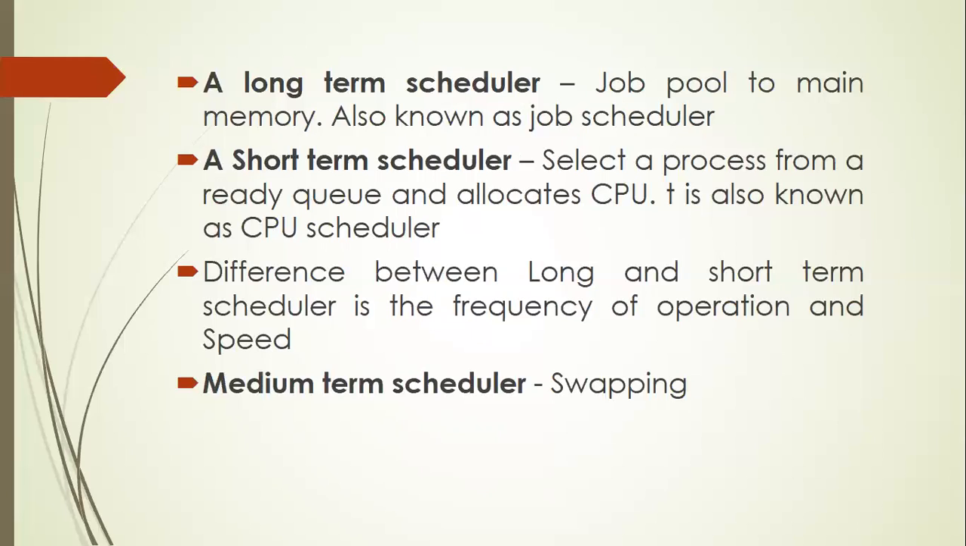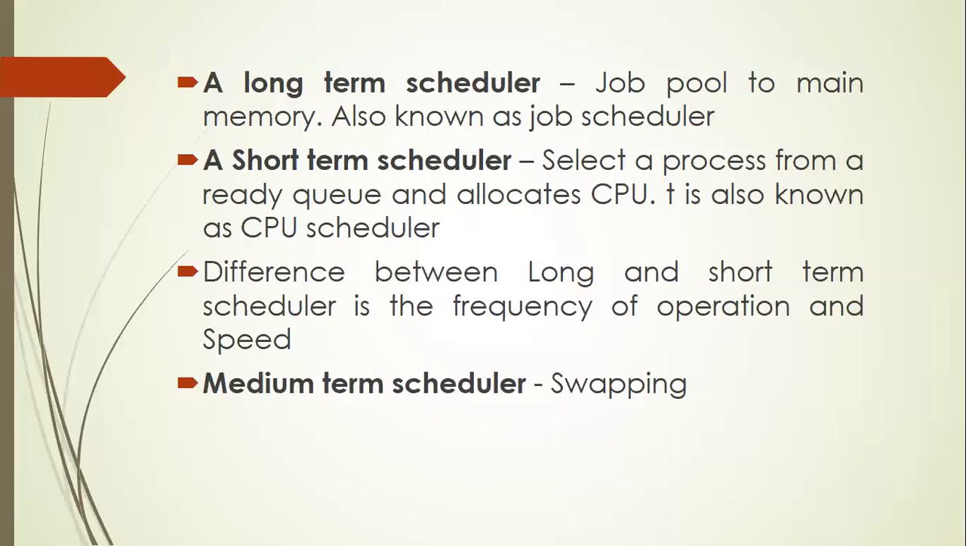Because if your ready queue right now consists of 5 jobs or 5 programs or 5 processes, then out of those 5 programs, the CPU can execute only one. So which should be given the CPU first? That is decided by the short-term scheduler. Hence, the short-term scheduler, we also call it the CPU scheduler.